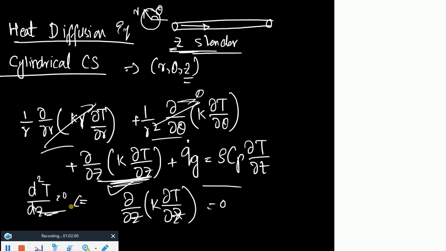So the choice of the coordinate system depends on the shape of the body. Okay. And similarly, you can apply the boundary condition that at r equal to, let's say, capital R, you have this boundary condition. At r equal to 0, you have this boundary condition. Okay. So the same applies to this PDE as well.